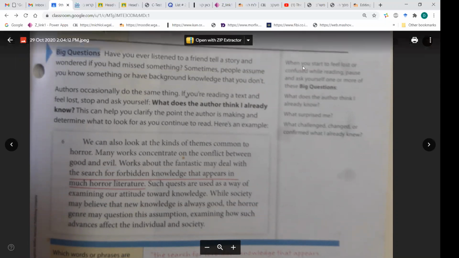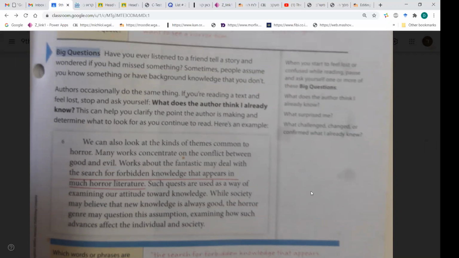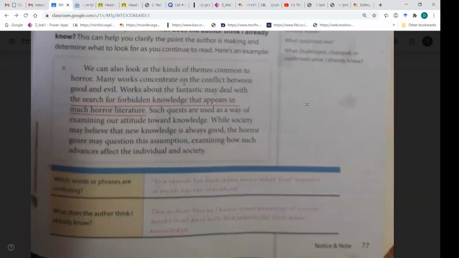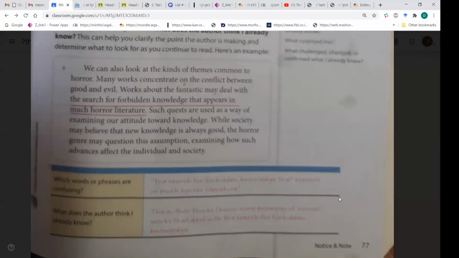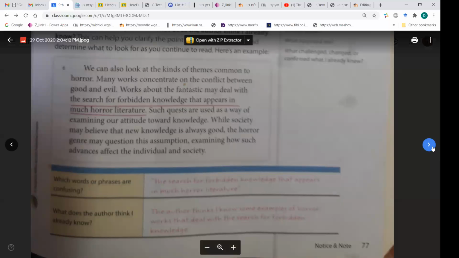What do they say on the side here? When you start to feel lost or confused while reading, pause and ask yourself one or more of these big questions. What does the author think I already know? What surprised me? What challenged, changed, or confirmed what I already knew? So these are just techniques to use while we read. All right, let's go on.